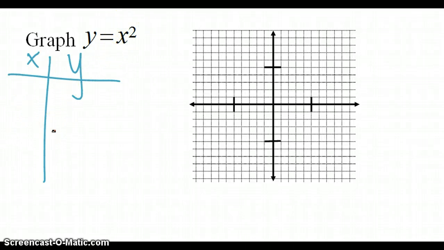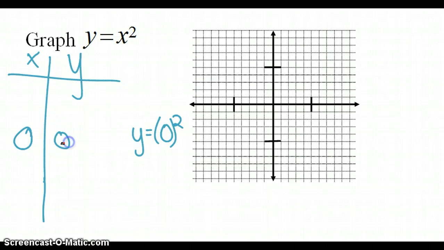When you're doing these charts, it's always good practice to do some negative numbers and some positive numbers. And if you don't know where to start, you can always start with 0. So I'm putting this in the middle of my chart. If I plug in 0 for x, then y is going to be the same thing as 0 squared, which is 0.